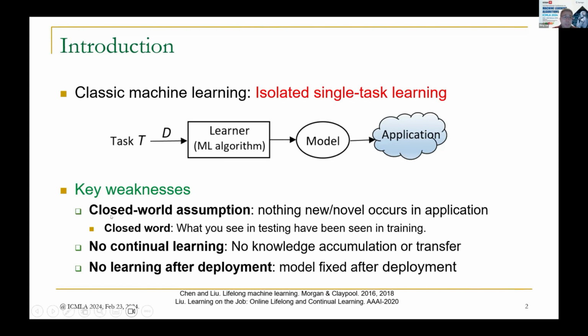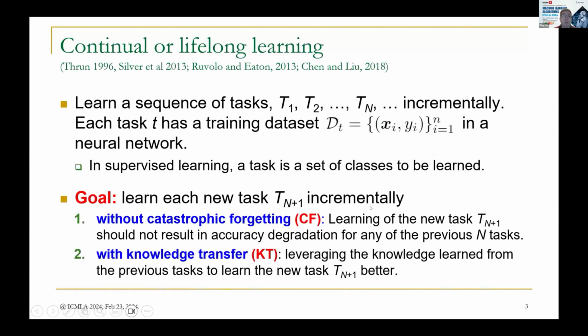Another weakness is that there is no continual learning and no knowledge accumulation or transfer. Also, there's no learning after deployment. When we have a model and go to application, the model will be used but will never be changed. But that's not suitable for real life applications. For example, you have a robot which goes out to face the real world and does things, and obviously you will see lots of things you probably haven't seen before. How do you cope, how do you adapt, how do you detect, how do you learn, to make yourself smarter and smarter?